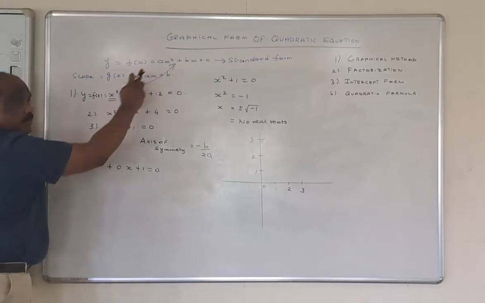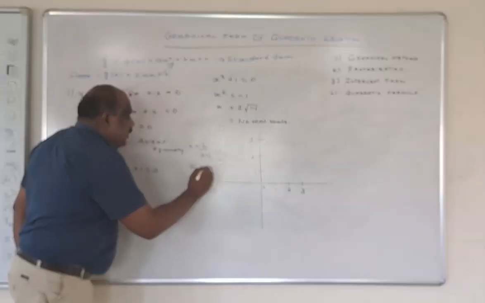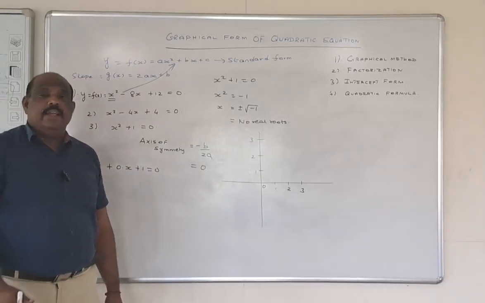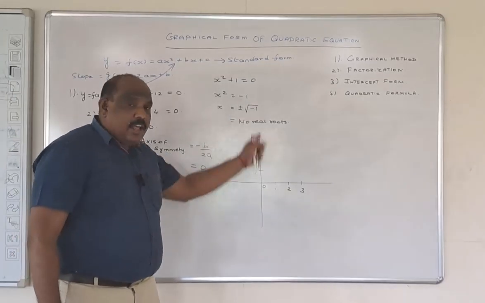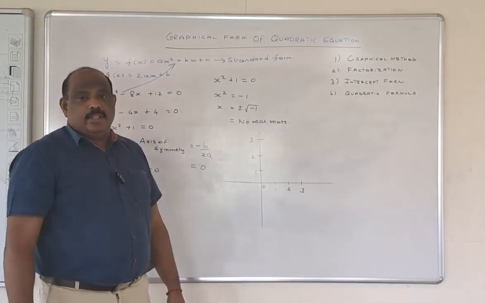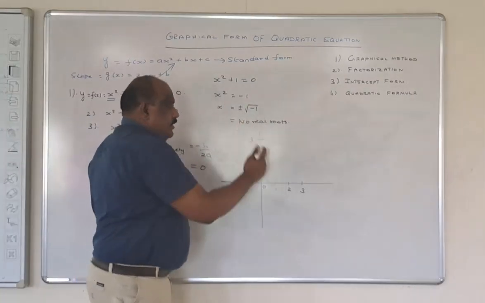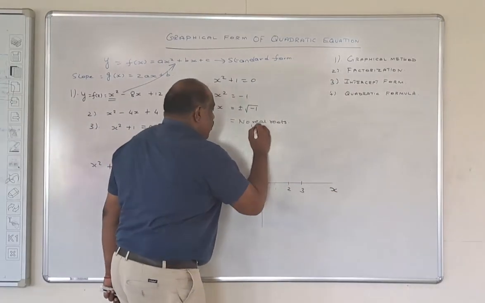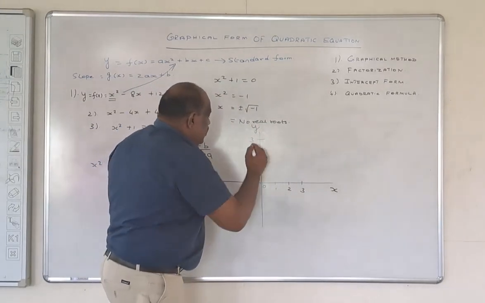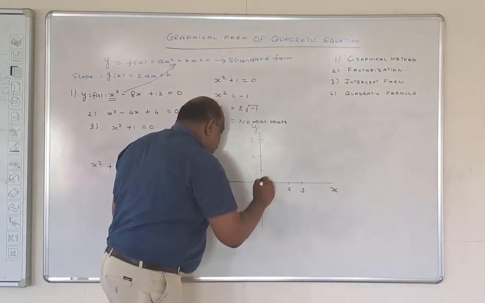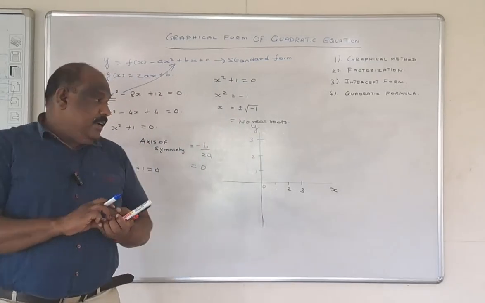I can write it in the standard format and compare the value of b. It is 0. So what is the axis of symmetry? It's a line parallel to the y-axis, but at the location of x equal to what? 0. Which means it's along the y-axis. So my graph of the parabola will be symmetric about the y-axis. This is the x-axis, this is the y-axis. Now my x equals 0, which means the axis of symmetry coincides with the y-axis.